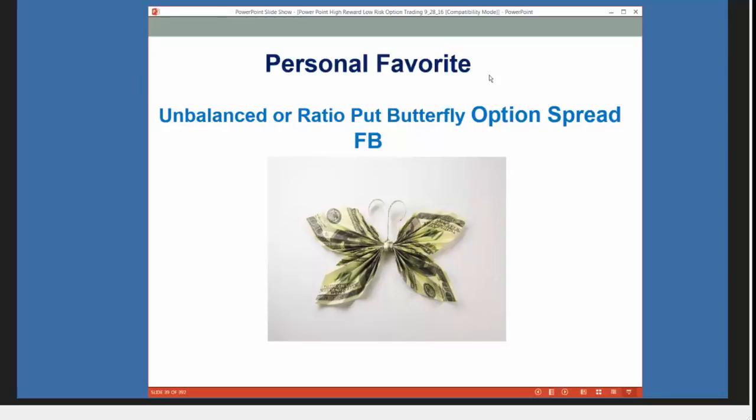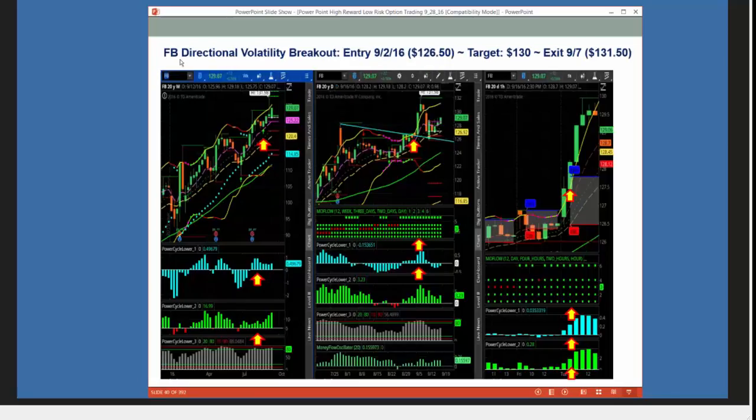Now, this is my personal favorite, and this is what we call the unbalanced butterfly, or a ratio butterfly. So you can do this with puts or calls, and then structure it to either an upside move or downside move by using either puts or calls. So this is a setup to show you how it was used on Facebook. This one was done for a directional volatility breakout. So it was, again, a directional trade using the ratio butterfly.